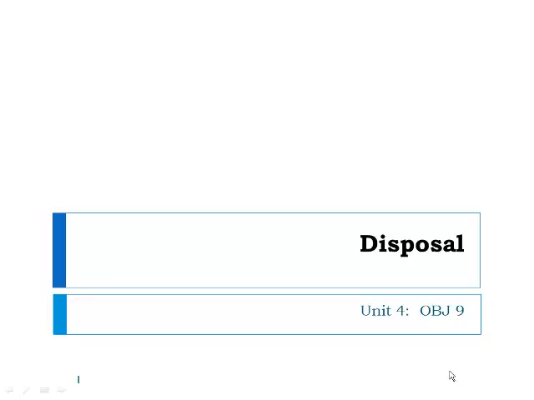Welcome to Objective 9 in Unit 4 of Accounting 3310. In this last objective in Unit 4, we're going to look at the disposal of fixed assets.